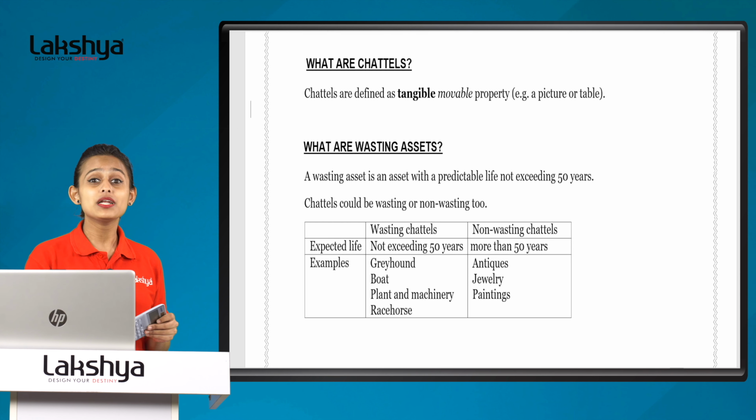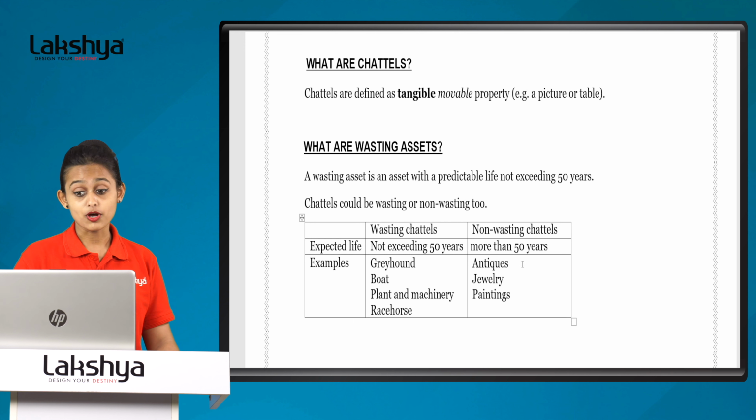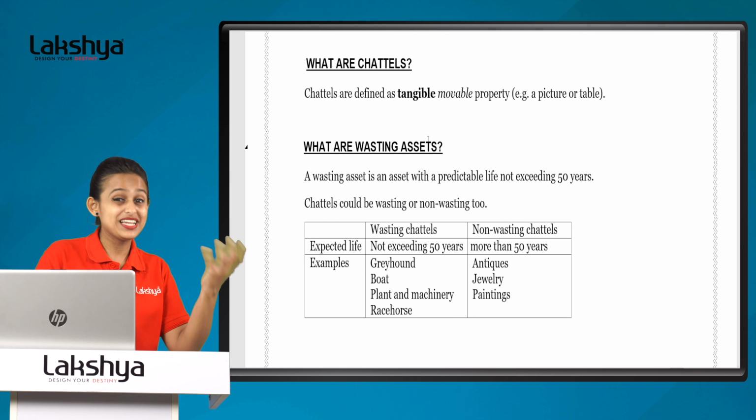It's movable. For example, is a building movable? No, a building is not movable. So a building is not a chattel. So chattel is another name for tangible, movable property. Example, a picture or a table. Now let's come and see what are wasting assets.